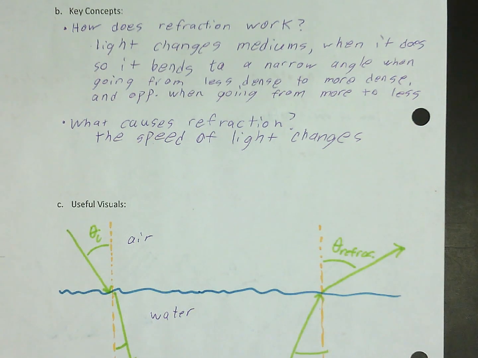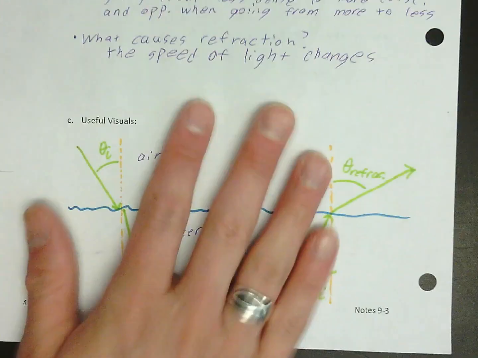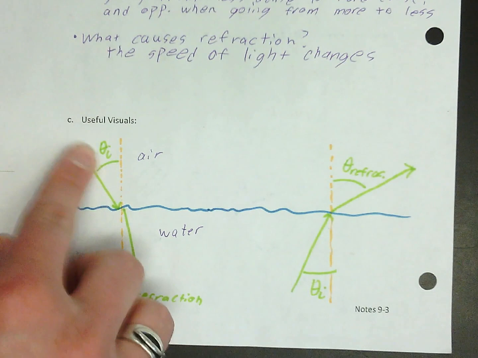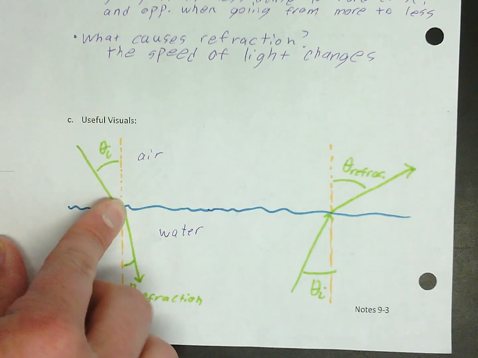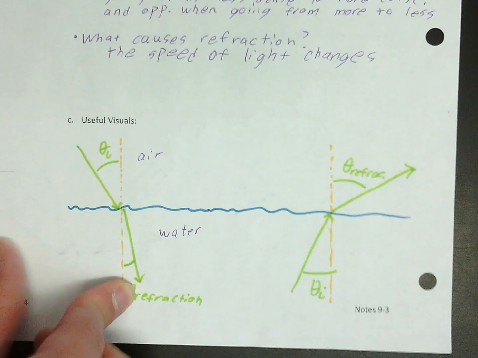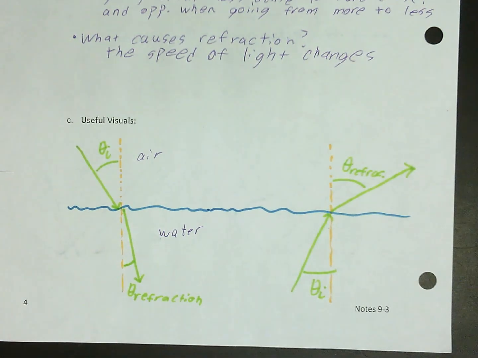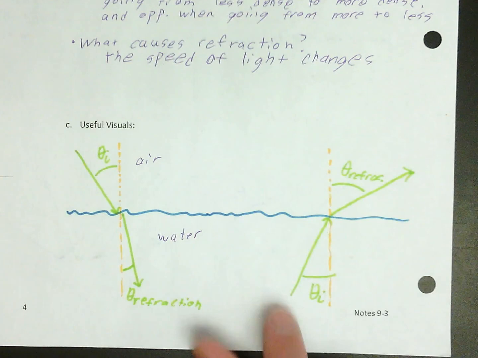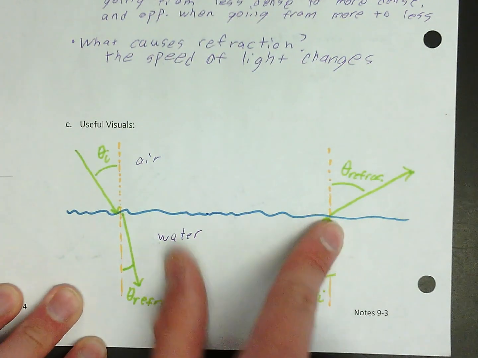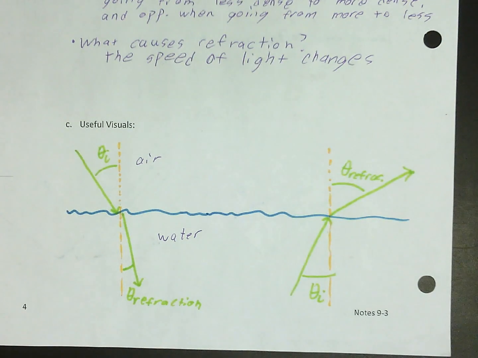Okay? And so that's why you get this narrower angle, because what happens is it slows down. It goes from going fast, and then it bends because it's going slower, okay? And that's going to make it steeper in the angle. If it's going this way, it's going slow and then speeds up, and that's what causes it there.